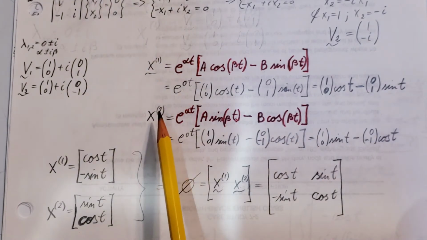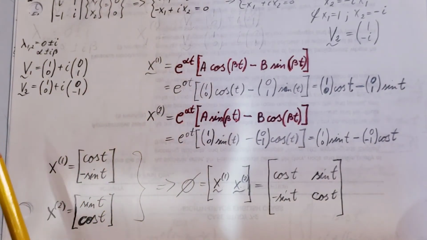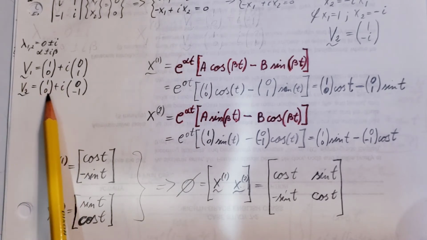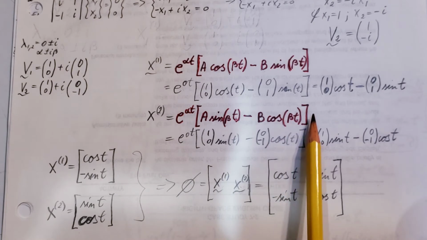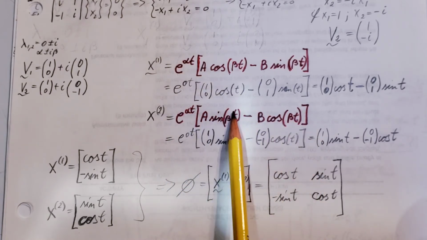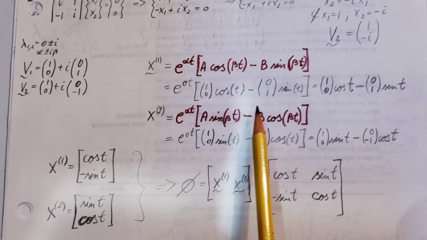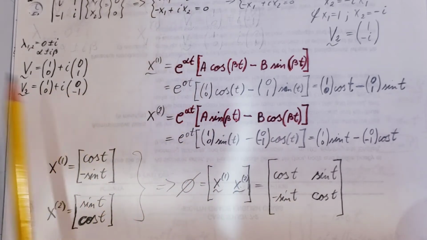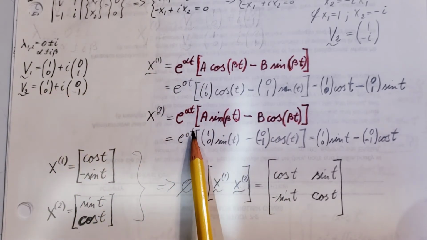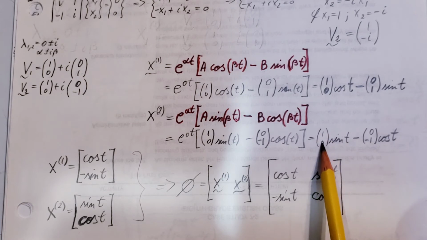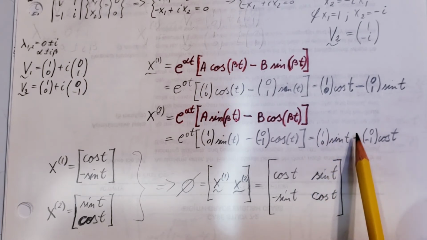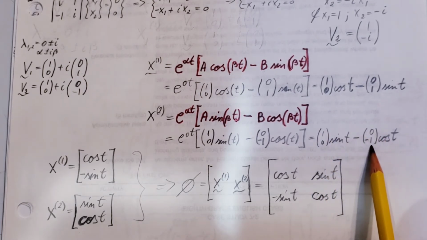The exact same process I'm going to be using for the second eigenvector. Here it is, what I broke it up into. I'm going to use this formula for it, plug in the corresponding values, my A and B vectors, what I broke out right here, plug in alpha and beta, and after cleaning it up a bit, we can see that we get 1, 0 sine t minus 0, negative 1 cosine t.